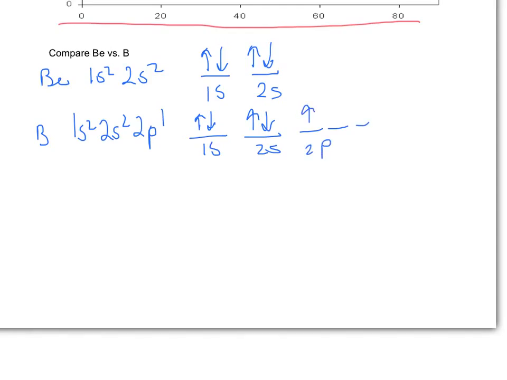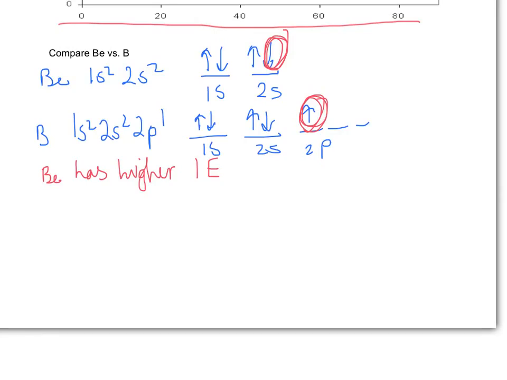Now, what does ionization energy mean? Ionization energy is the energy required to remove the outermost electron. And so it's how much energy you need to remove this electron or this electron. And so what we notice is that beryllium has higher ionization energy according to that table there, or according to that graph. So we need to explain that.